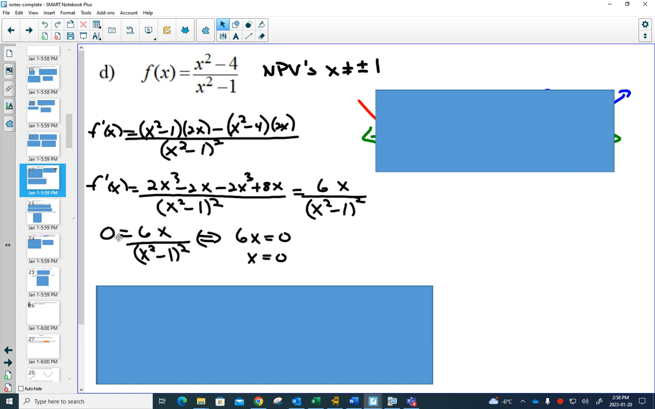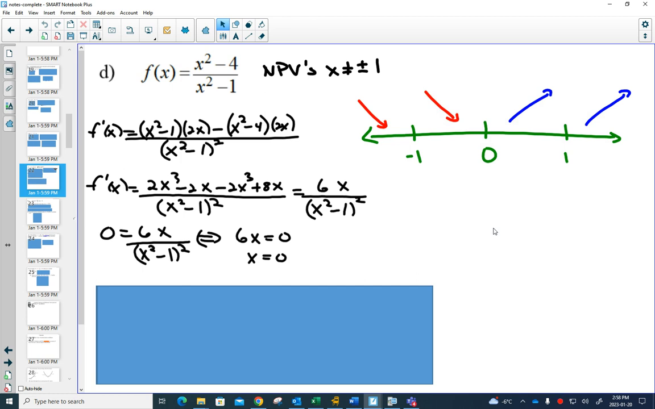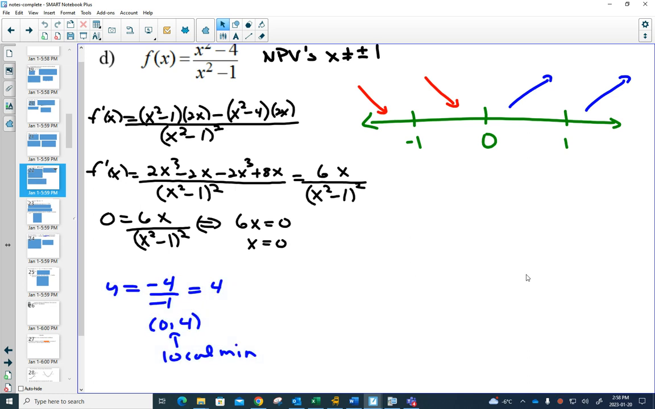That's important because when you set it equal to 0, then it is easy to solve that only where the top is equal to 0, so x has to equal 0. However, this one has non-permissible values of 1 and -1 because the bottom factors. So when we draw our number line, we would include 0, -1, and 1. So the only point that is a local min is 0, 4.